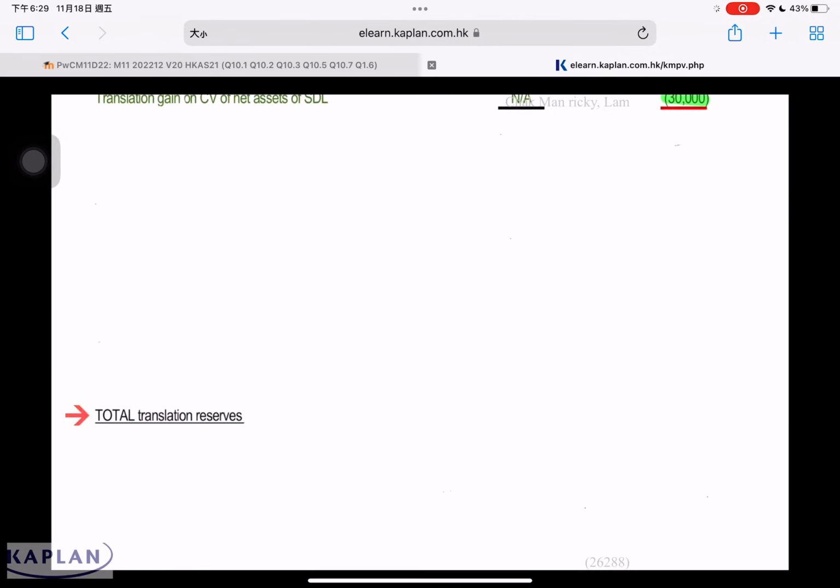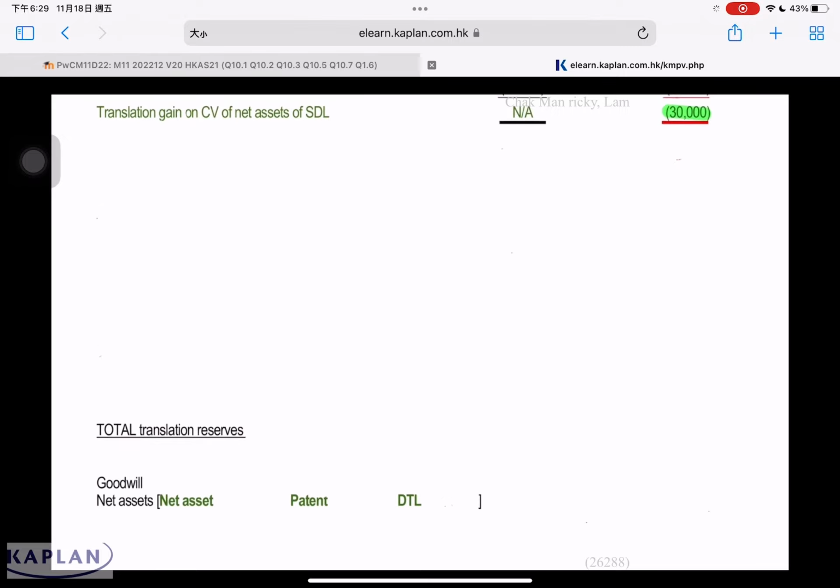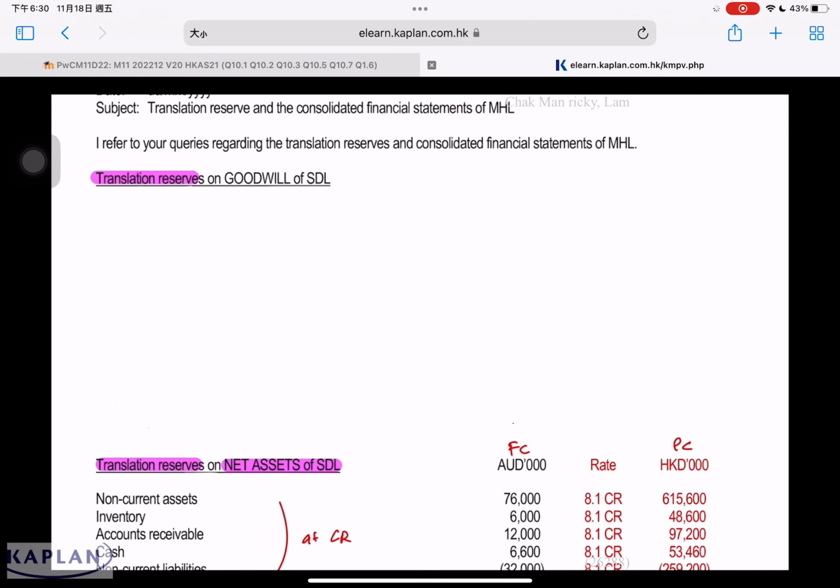Total translation reserve: first, we look at translation differences on the net assets of STL, the financial statements of STL. And after that, we must consider the fair value adjustment. In this case, the fair value adjustment relates to the patent and the deferred tax liability. After that, we must consider the translation differences on goodwill. Based on calculation, the translation differences on the net assets of the subsidiary before consolidation adjustment is equal to $30 million. This $30 million is a gain. Now, we have to calculate the translation differences on goodwill. Before we can calculate translation differences on goodwill, we must calculate goodwill first. This is the translation differences on goodwill.